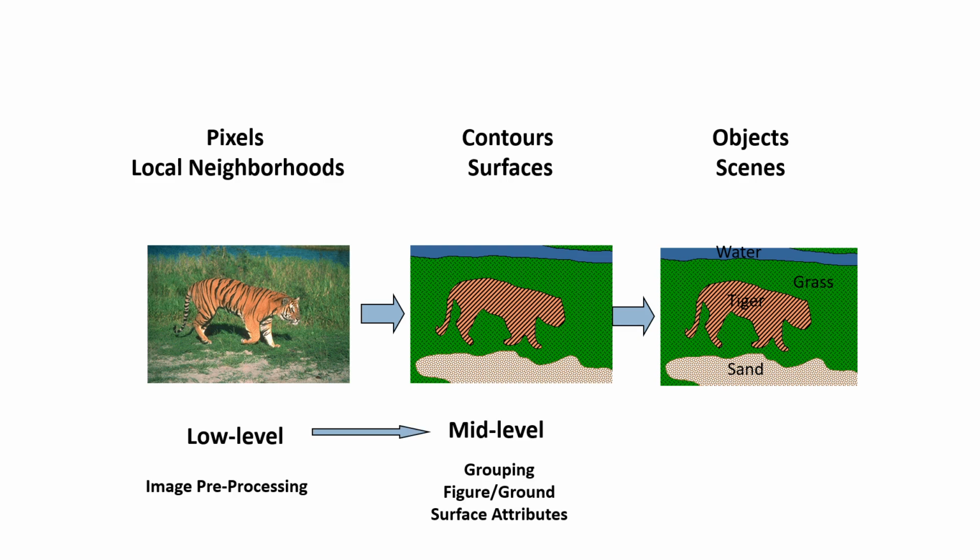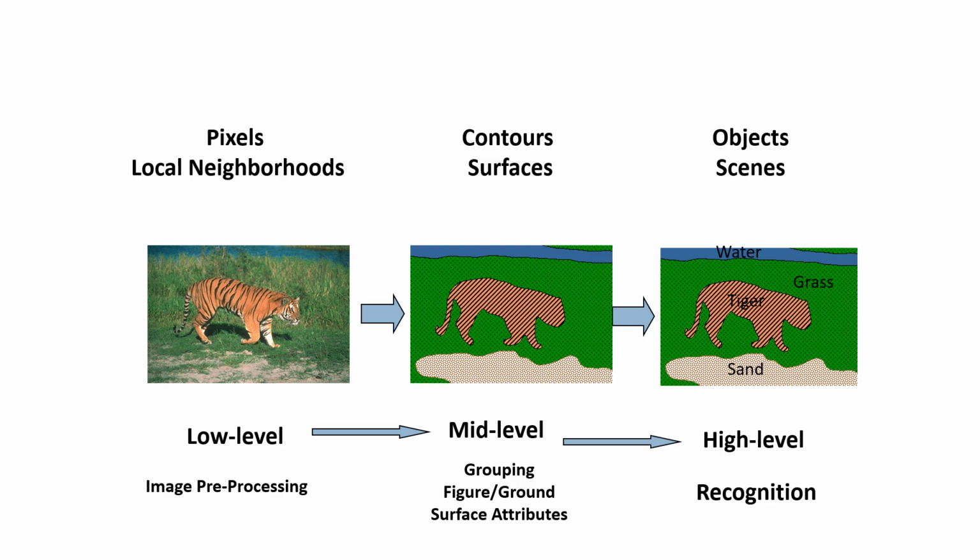Then you are trying to classify the objects. See, this green part belongs to one object and this blue part belongs to another object. In the final processing, you are trying to recognize these objects. This object is called water, this object is grass, like that. That is the high level recognition for the final computer vision.